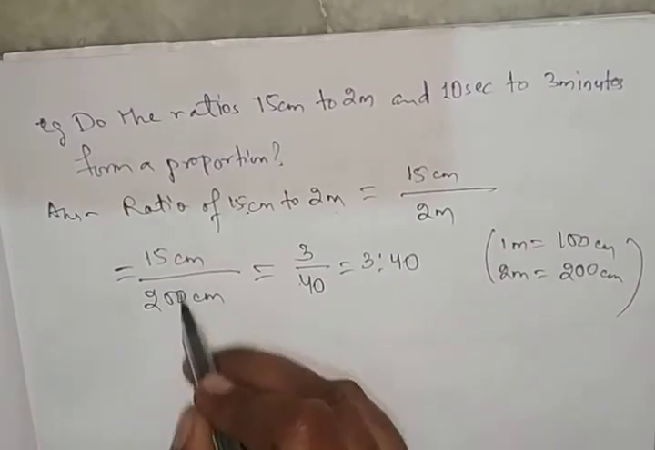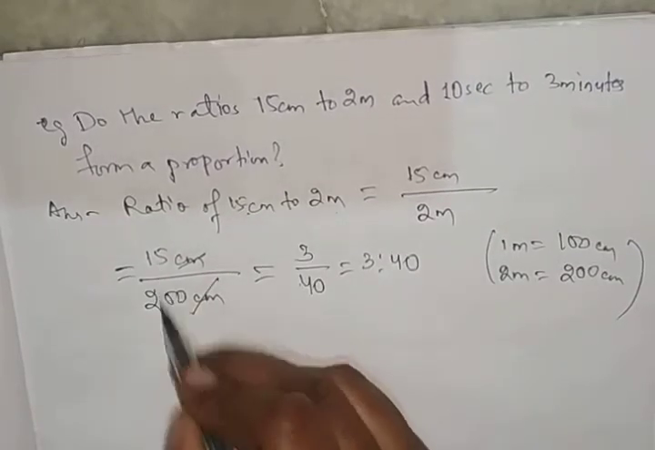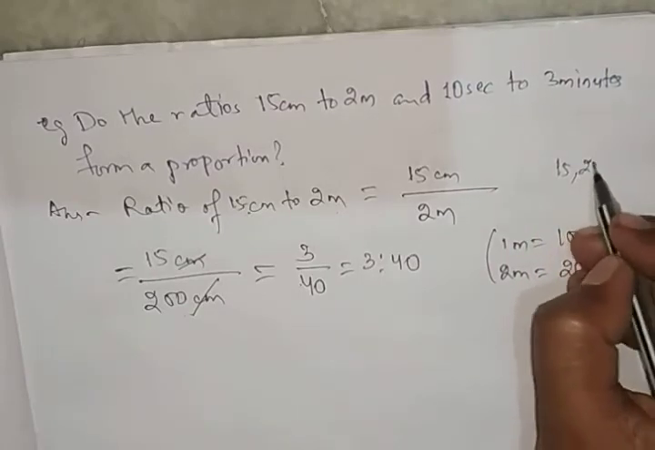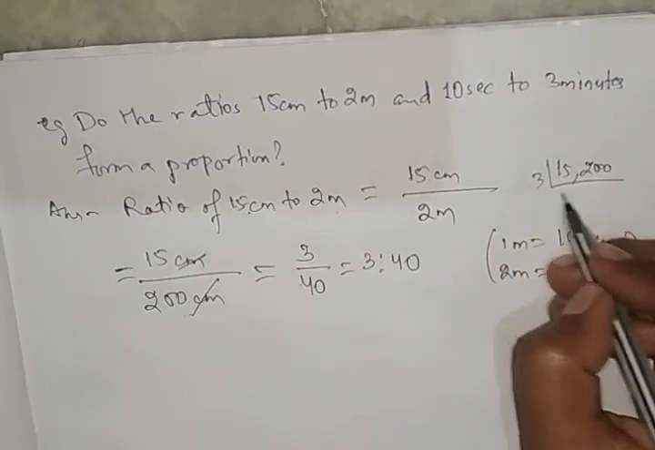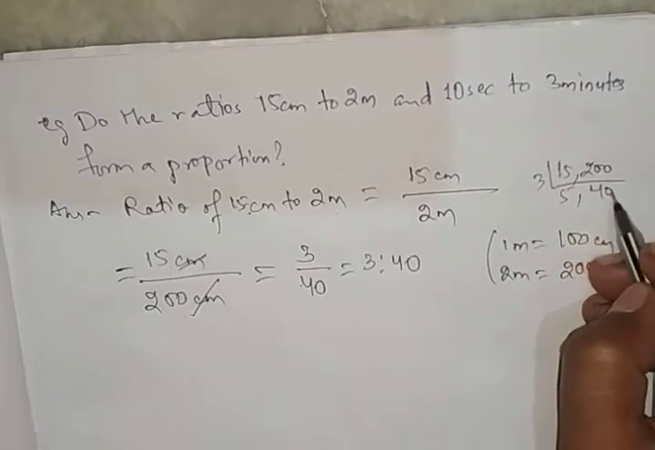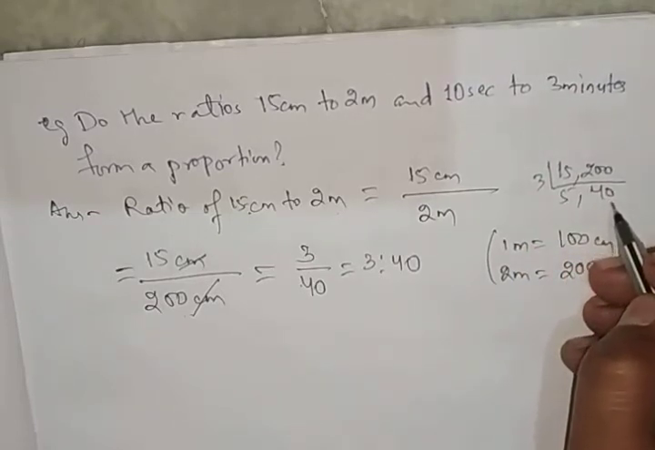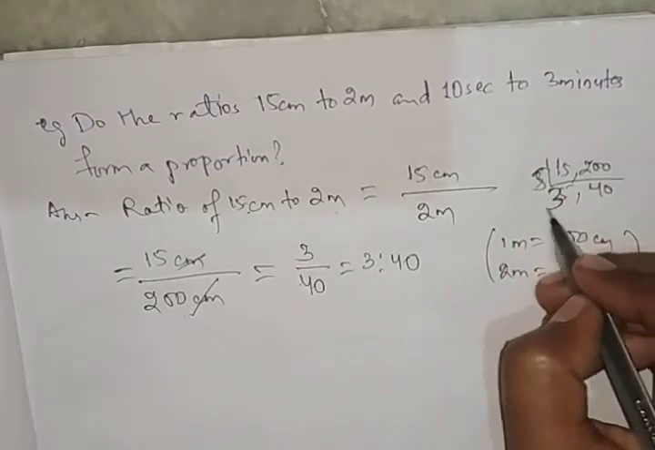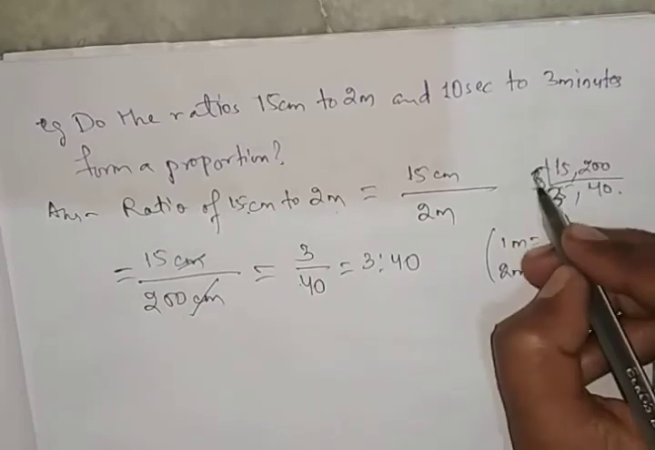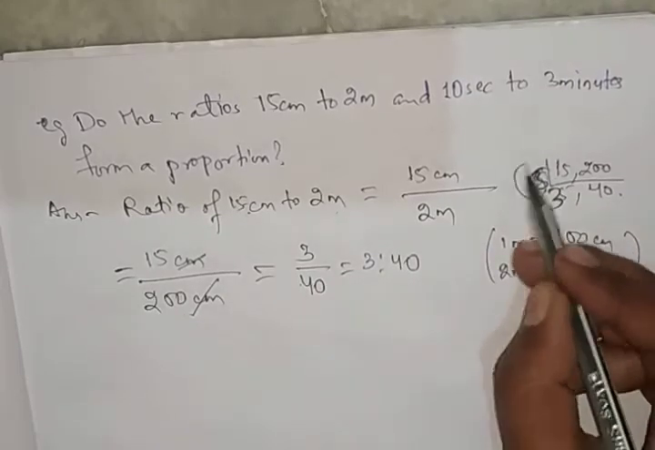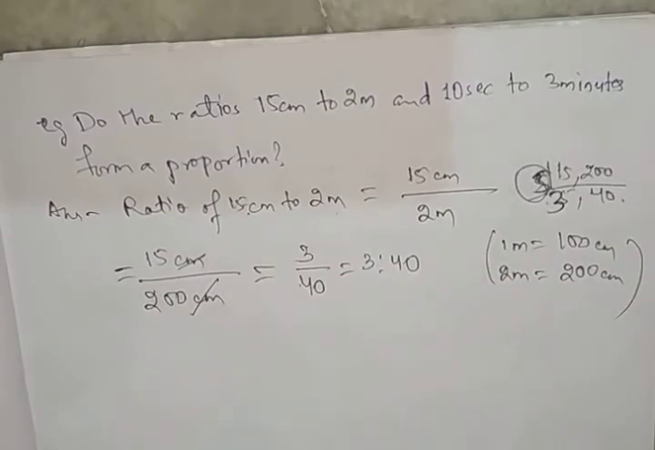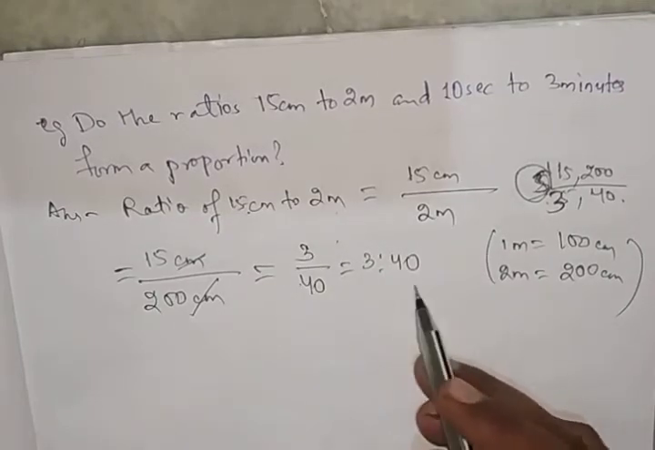For finding this, you cancel centimeter, then for 15 and 200 you find the HCF. 5 threes are 15, and 5 fourths are 20, sorry, 5 forties are 200. With this HCF, you can divide both numerator and denominator so that you can find the lowest form of the ratio.